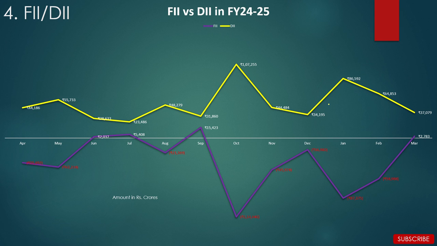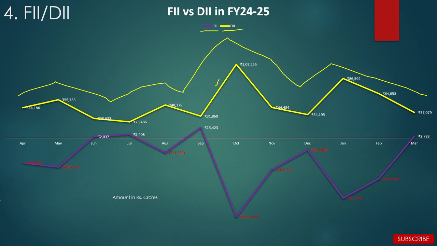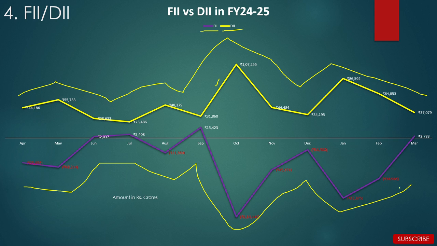Now let's move on to the FIIs and DIIs activity. This graph shows the FIIs and DIIs activity in the last financial year. The yellow line over here shows the DIIs activity, and this line over here shows the FIIs activity. So we can see that throughout the year, DIIs are more active in terms of buying, and FIIs are more active in terms of selling in the Indian stock market. There were only 4 months: June, July, September, and March, in which the FIIs were net buyers. Otherwise, in the remaining 8 months, they were net sellers in the Indian stock market.